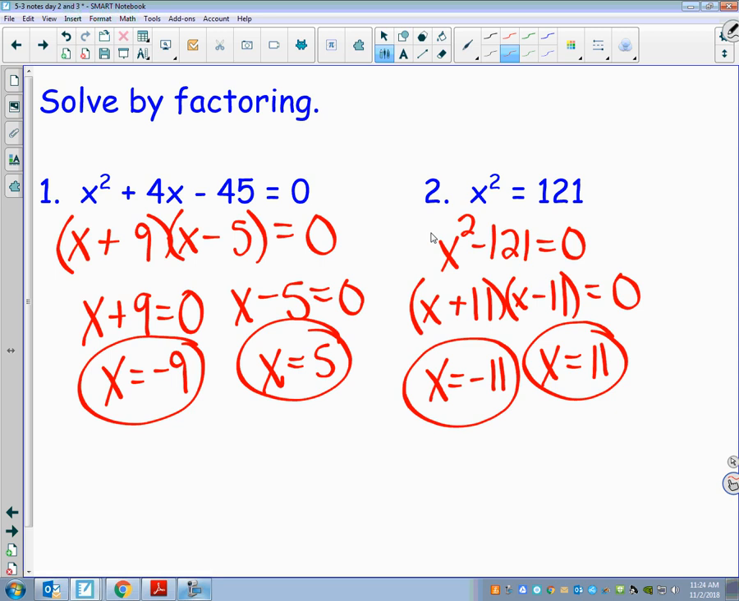You could also use the square root property here. So go back to the beginning. You could also just take the square root of both sides. But remember, when you take the square root of both sides of an equation, it's plus or minus 11. So you get the same answer. That only works if there's no x to the first power, okay?